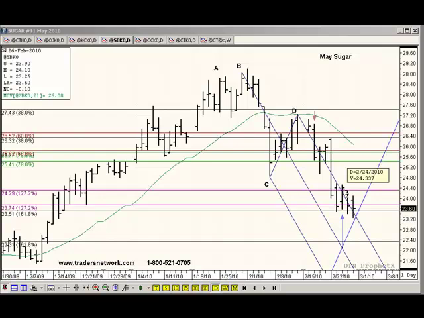I hope this answered some of your questions and gave you a little idea how I use the action-reaction theory to make price projections.